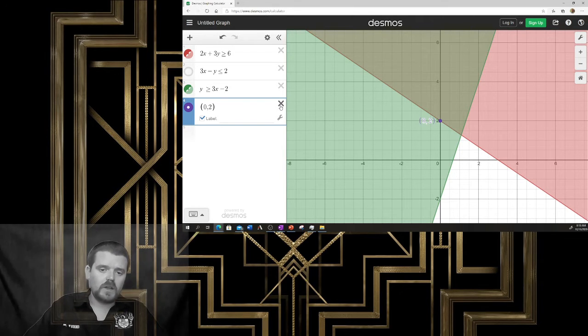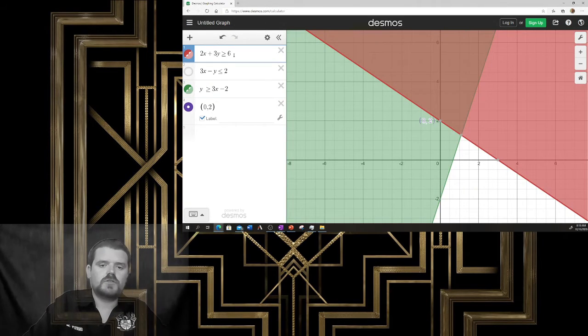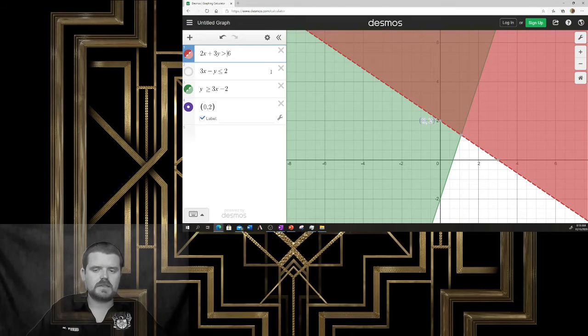But be careful, that only applies when the borderline is solid. So if I were to change this to, let's say, just greater than 6, now it's no longer a solution. If it's going to be on a borderline, it has to be a solid borderline. Let's look at another example.